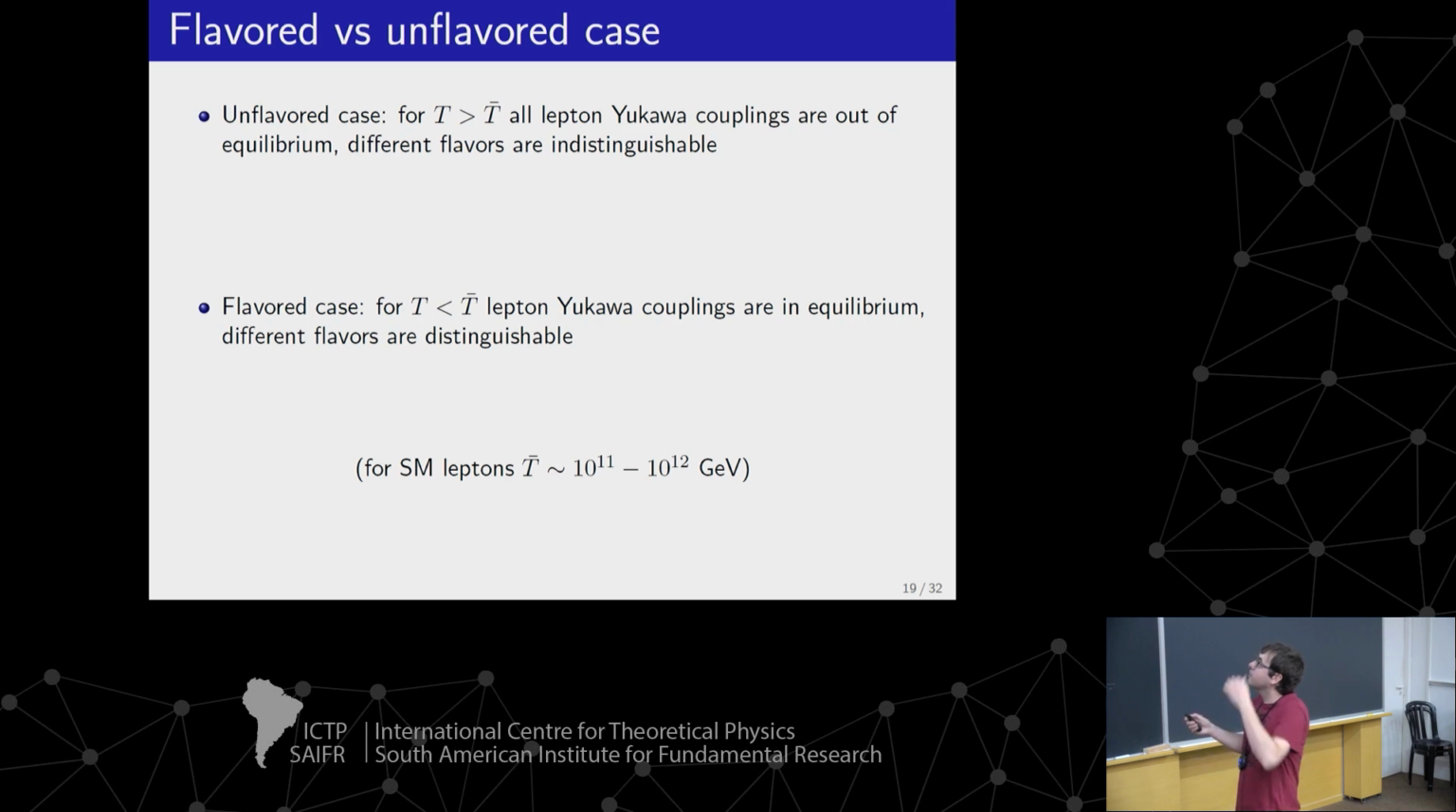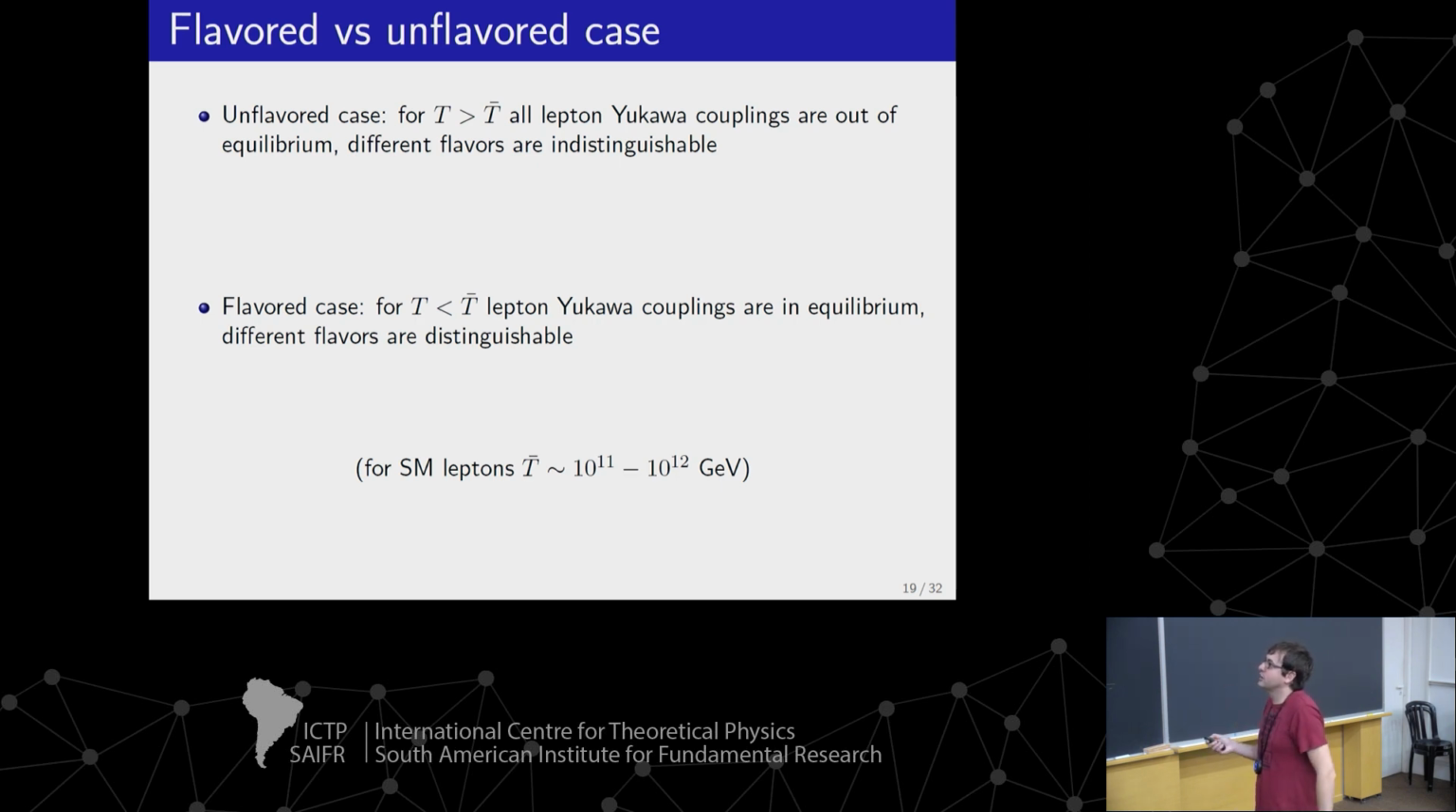So then we have two cases. The unflavored case: there is some temperature, which we call T bar, such that for T bigger than T bar, all lepton Yukawa couplings, for example, are out of equilibrium. So different flavors are not distinguishable, and you have to sum over all flavors. In that case, you write down a Boltzmann equation where you use this unflavored CP parameter, epsilon 1, that is summed over all flavors.